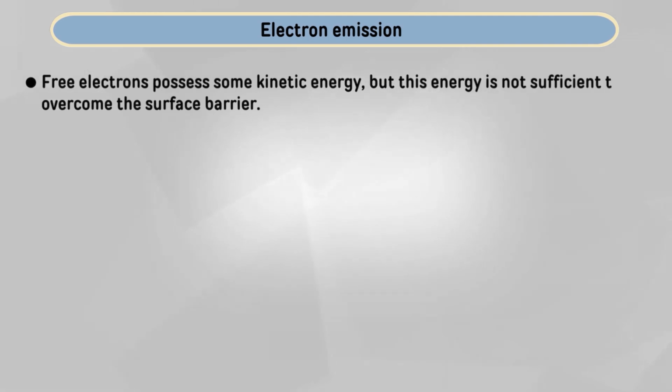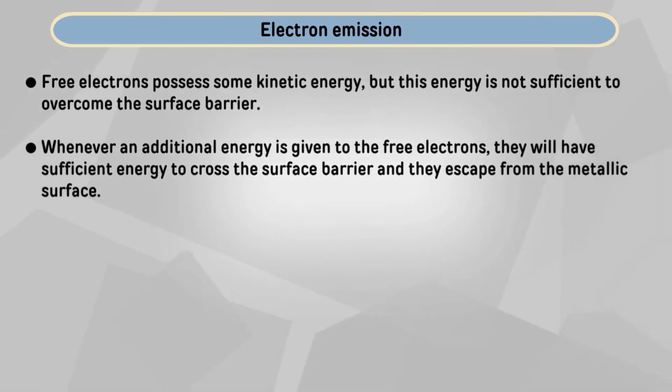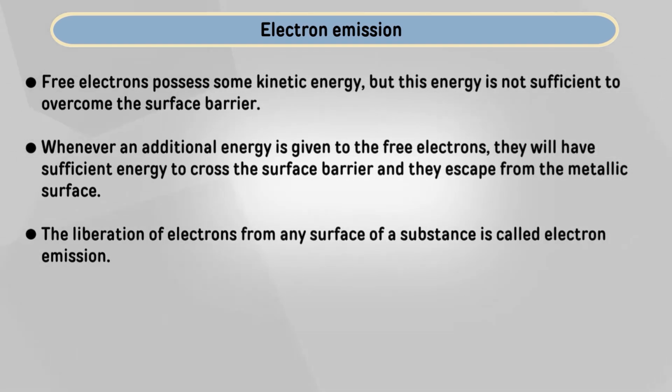This free electron possesses some kinetic energy, but this energy is not sufficient to overcome the surface barrier. Whenever some additional energy is given to the free electrons, they will have sufficient energy to cross the surface barrier and escape from the metallic surface. The liberation of electrons from the surface of any substance, especially a metal, is known as electron emission. So, electron emission is the emission of electrons from the surface of the metal when we provide extra energy to overcome the barrier.